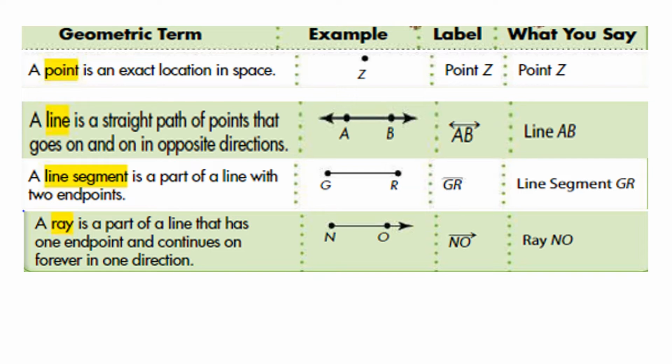As I said to you guys, those terms are so important, so you have to memorize the definition of each one. Again, the point is an exact location in space, like point Z, like any dot in space. A line is a straight path of points that goes on and on in opposite directions, as shown here. A line segment is a part of a line with 2 end points, like point G and point R. A ray is a part of a line that has only one end point, and it has only one arrow, but the line has 2 arrows. The line segment has no arrows, but has 2 end points.